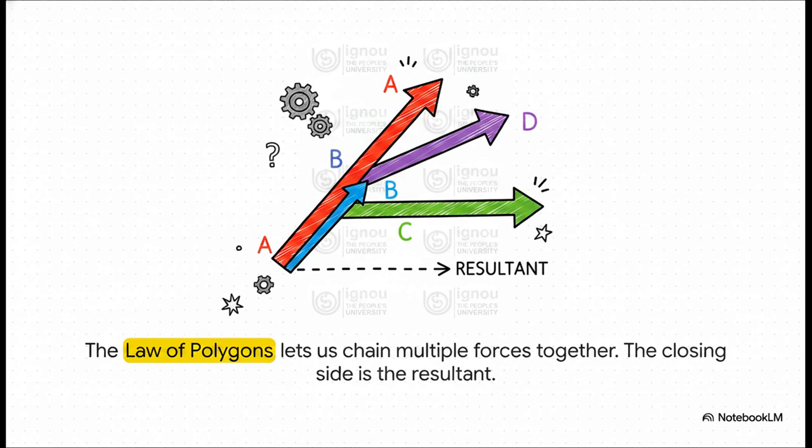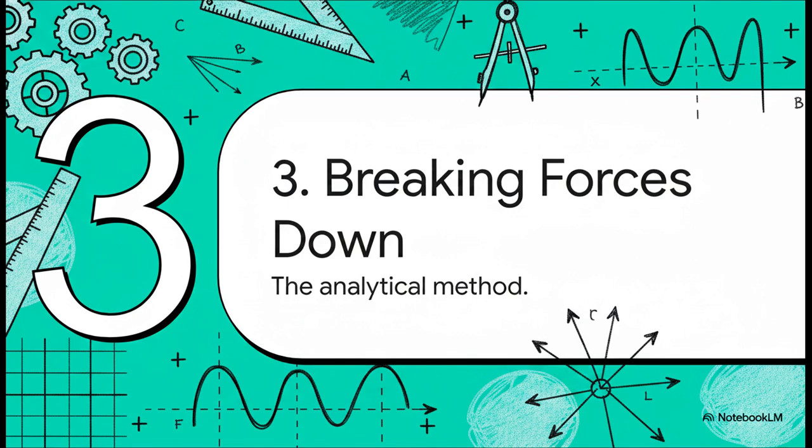Okay, that's cool for two forces, but what if you have three, or four, or more? The idea is exactly the same. You just chain the arrows together, connecting them head to tail. The one single line that closes the whole shape, from the very start to the very end, that's your resultant. We call this the Law of Polygons. Now, drawing is fantastic for getting a feel for the problem, for visualizing it.